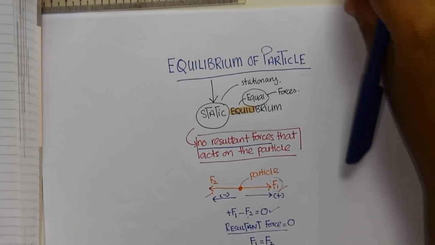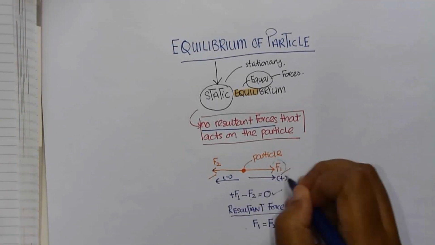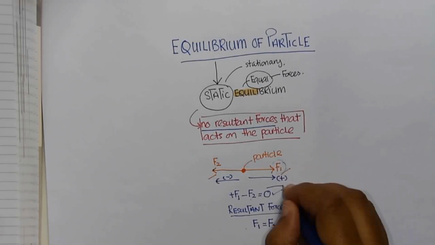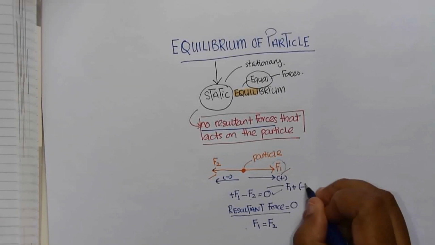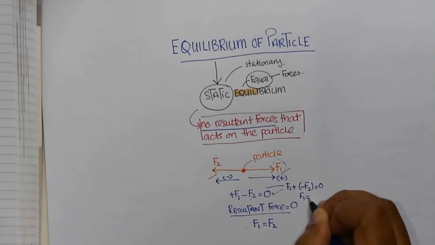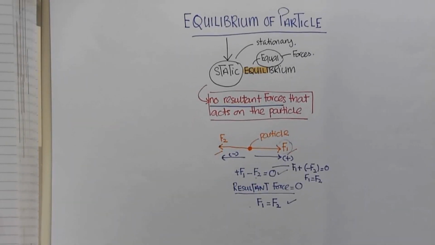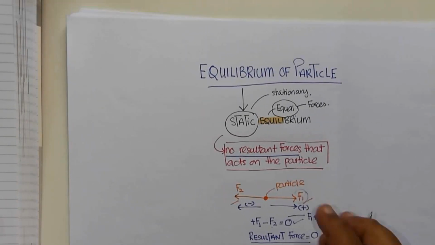We get the resultant force is equal to 0. So what is the resultant force in this case? Alright. So it's F1 plus, in the opposite direction, minus F2 is equal to 0. So F1 is equal to F2. Okay, so I get this. So what we can say is that first thing, no resultant force.